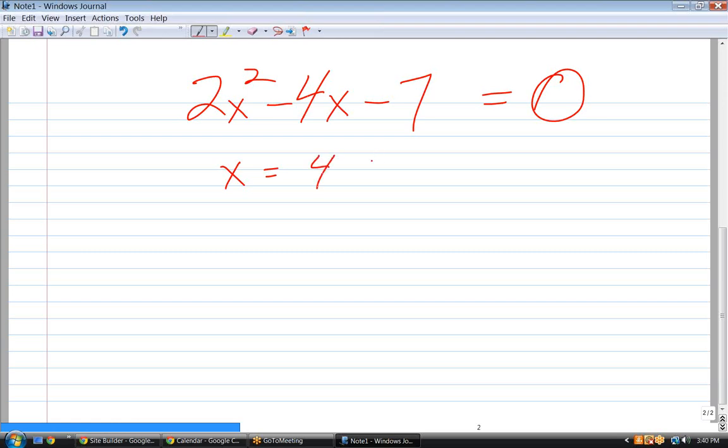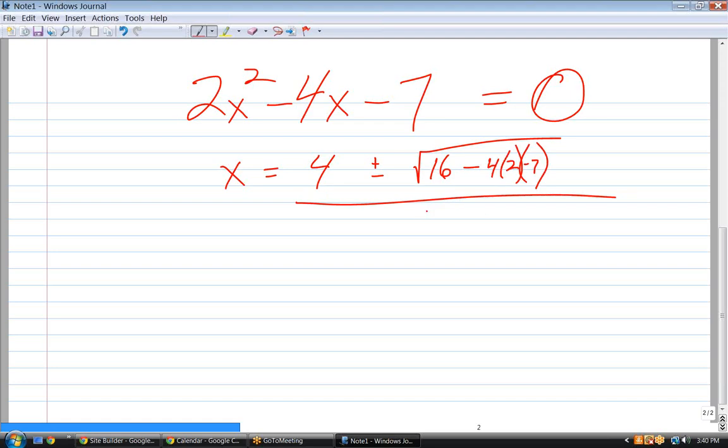Okay, so it'd be 4 plus or minus the square root of -4 squared minus 4 times 2 times -7, over 2 times 2, over 4. Okay? And the first simplification. Oh, where's my calculator go? Okay? You actually don't need one. That is 16 plus 56, which is 72 over 4.